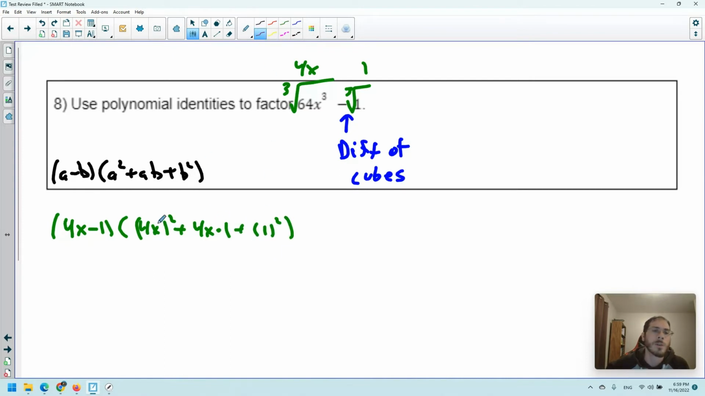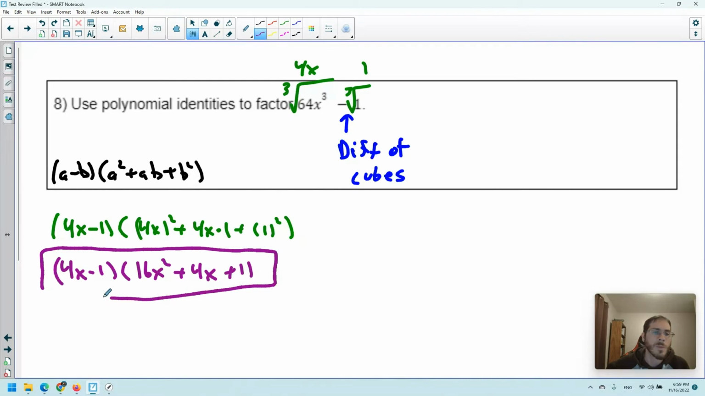We want to resolve our squareds that we have here. So 4x minus 1. 4 times 4 is 16x squared. 4 times 1 is 4x. And 1 squared is 1. And that's our answer. So again, we're breaking it up. We go from a subtraction to a multiplication. So that's the idea behind that.